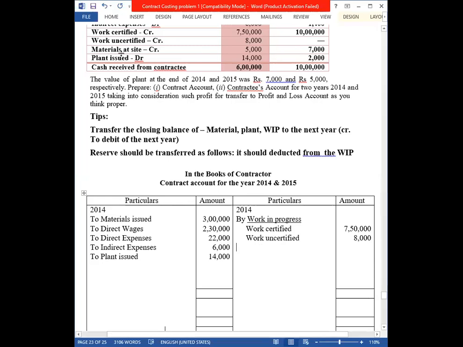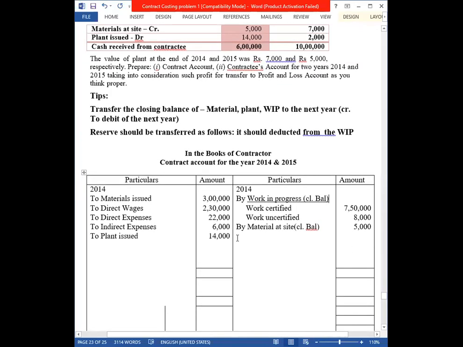Then what else is there? Material at site. This is nothing but the closing balance of material. Material at site, this is nothing but closing balance. Okay. How much? Amount is 5,000. Why am I writing closing balance within brackets? It is easy for you to transfer to the next year, or to transfer to the balance sheet also. Closing balance. Okay. Material at site. Is it done?